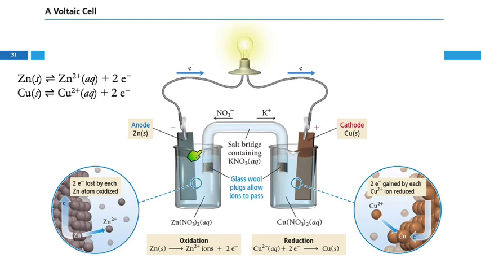So this can be made really simply by using sort of a gelatinous substance here that has salt in it, and you can put a glass wool plug at the end to keep it from just kind of all running out. But the ions can pass through, and so the nitrate ions are going to go this way, and potassium ions are going to go that way. Any questions? Obviously, that's not what's inside of your battery.